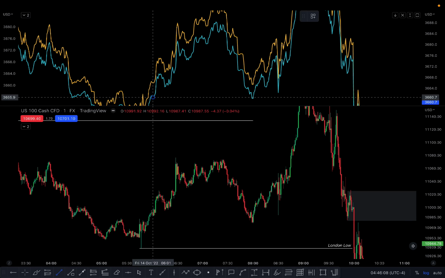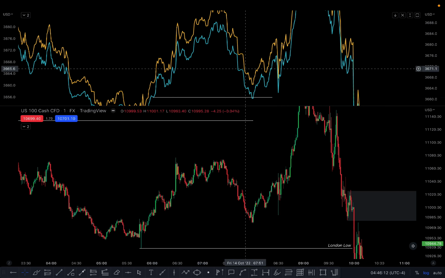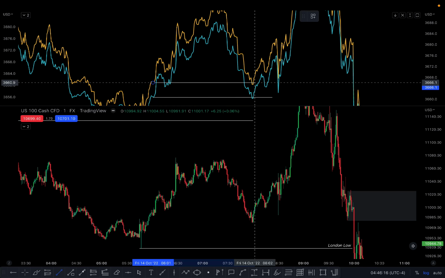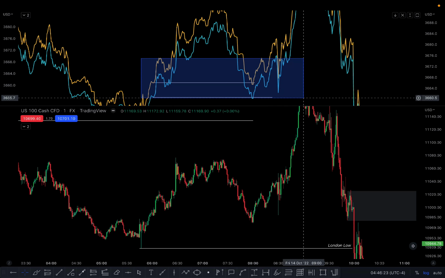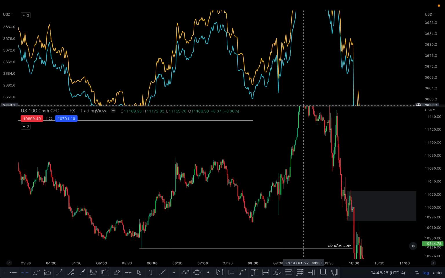So from here, okay, from here it did make a lower low. Then from here, okay, that also did make a lower low. Yeah, so these guys, it did indeed make a lower low. Okay, so there is no SMT. Okay, no SMT present. Now price break structure.